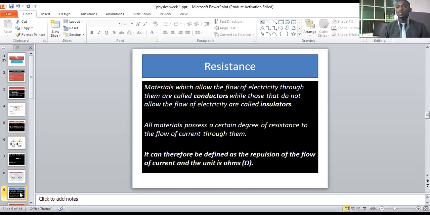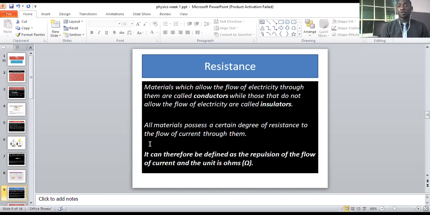So the resistance is the degree by which a material has the capacity to resist the flow of electric currents. That's called the resistance. It is the capacity of a material to impede, to stop the flow of electric current passing through it. So let's look at the definition here. All materials possess a degree of resistance to the flow of current through them. It can therefore be defined as the opposition to flow of current, and the unit is ohms.